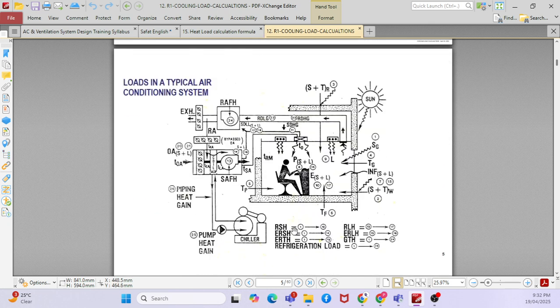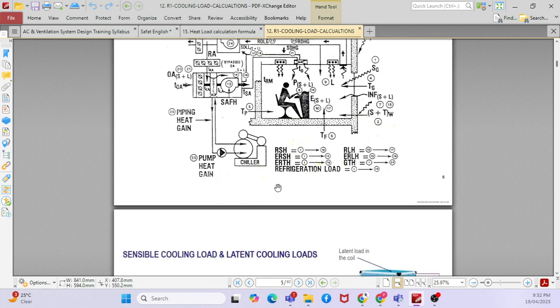Further down, this is a typical air conditioning system. Say, for example, you have a building with supply air and return air. This is the chiller part, a chiller with pump and everything. You can see there is a sensible heat factor, and you have latent heat and total heat. The refrigeration is the total load, so that is a load.